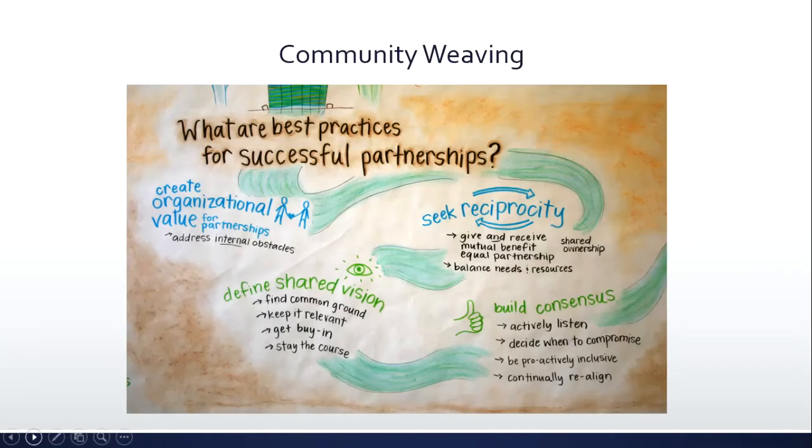Seeking reciprocity and making sure that organizations are both giving and receiving benefits from the partnership, even if those benefits are different, that they're both benefiting from it. Defining a shared vision and making sure that the outcomes that you're working towards really advance the needs and the visions of all the partners involved. And building consensus and making sure that you are collaboratively decision-making, actively listening, and including all partners in your work. So those were the 4 kind of overarching practices that really came out of that community weaving panel.